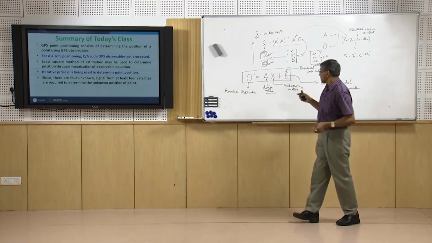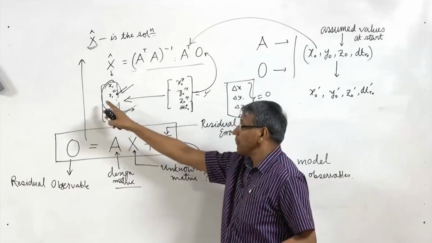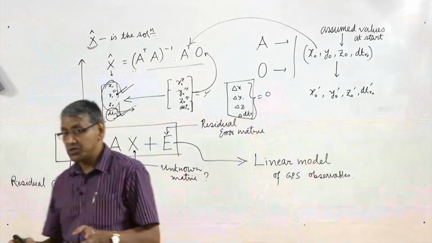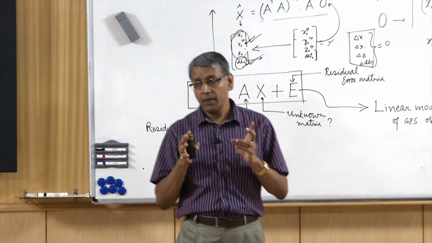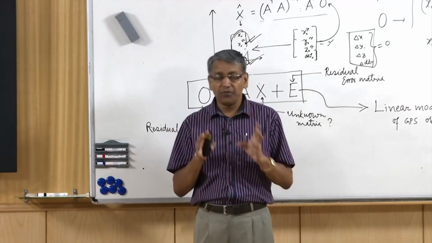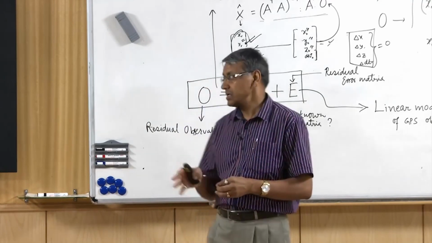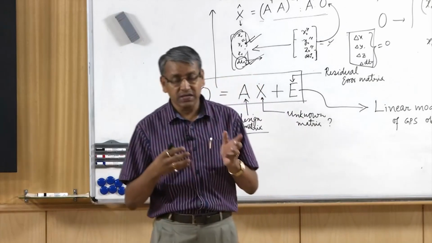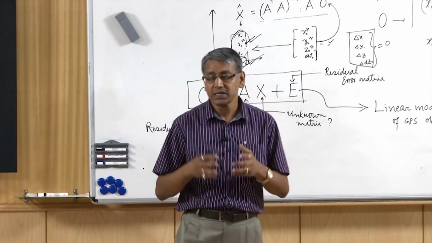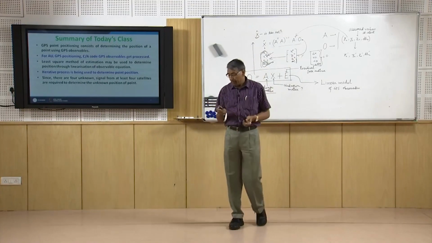And since we have seen that there are 4 unknowns involved in the GPS observable solution, we need to have at least 4 observables, that means observables from at least 4 satellites, and if we have observables from more satellites, it will be better. With this I want to conclude.